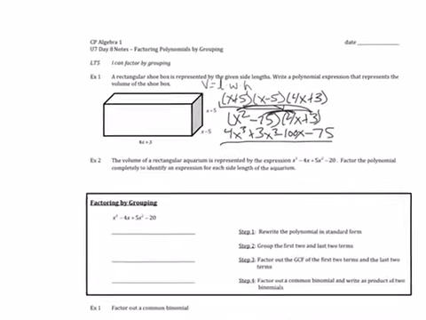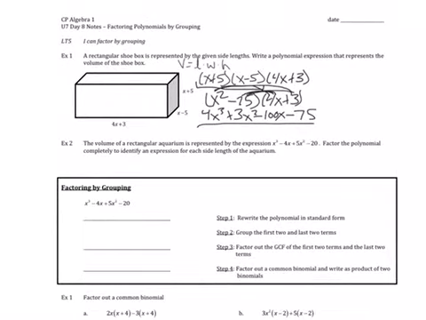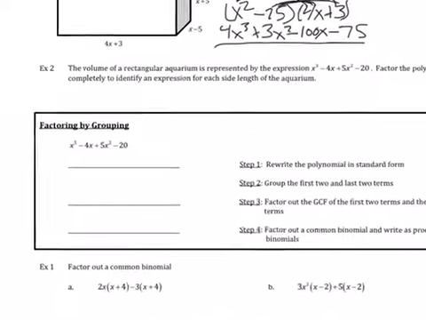Okay, let's move on. The volume of a rectangular aquarium is represented by the expression x to the third minus 4x plus 5x squared minus 20. Factor the polynomial completely to identify an expression for each side length of the aquarium. Okay, so let's do it. We're actually going to go down to this box right here. That's where we're going to do all the work for this, because this is the key aspect of what we're going to be going through today.